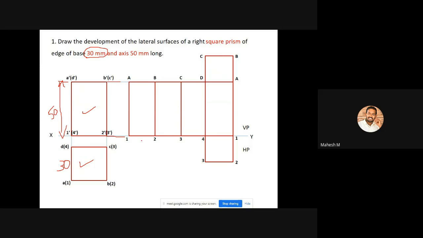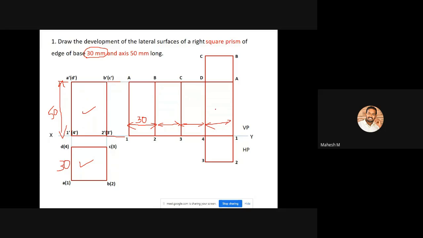Then you can create 4 rectangles for this projection. You have to be very careful with that. This length should be equal to the side value. So 30, similar to that, this one is also 30, this one is 30, and this one is also 30.